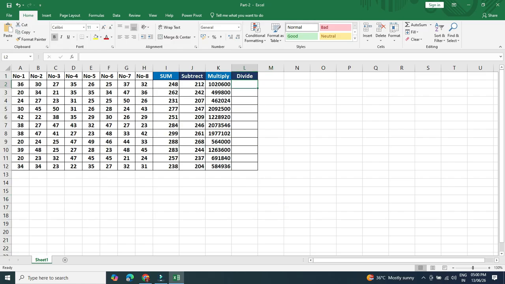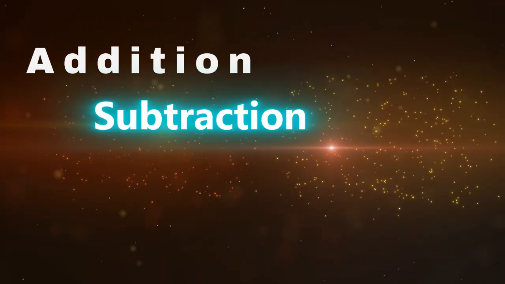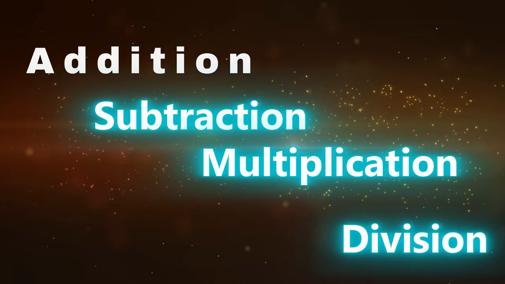Dear friends, you can perform division in a similar manner. Type an equal sign in the cell below divide and select the cell containing the value you want to divide. For example, I first select the cell with the value 248, insert a forward slash, select the cell with the value 36, and press Enter. So, friends, you have now learned how to perform addition, subtraction, multiplication, and division in Excel.